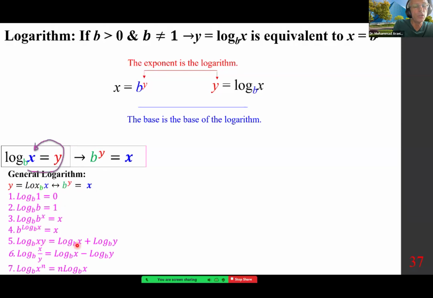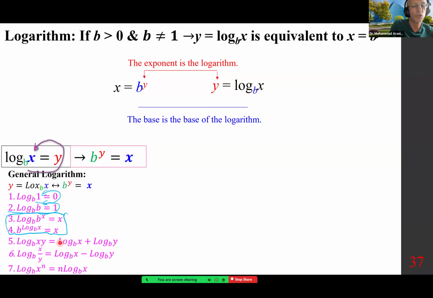Log of xy is log of x plus log of y, all of them same base b. Log of x over y is log of x minus log of y, all of them base b. And log of x to the power of n is n log x, all of them base b. And a couple of them are very straightforward if you follow this arrow. These two refer to the fact that logarithmic functions and exponential functions are inverse functions.